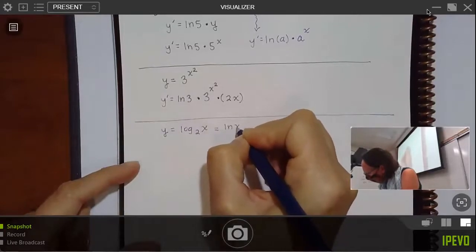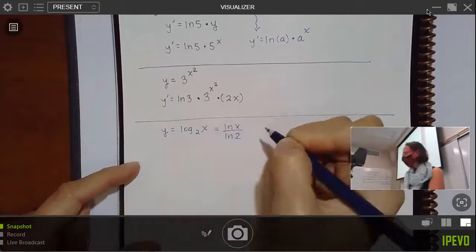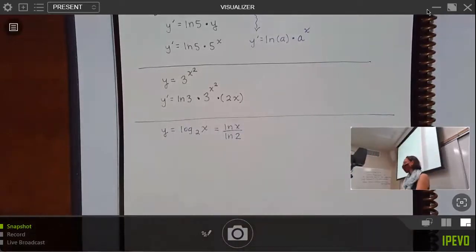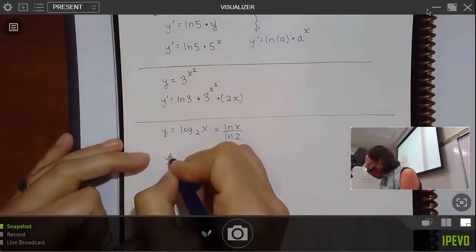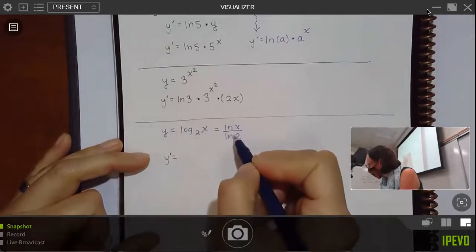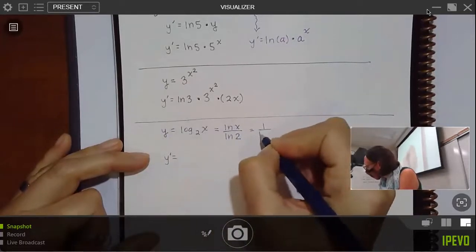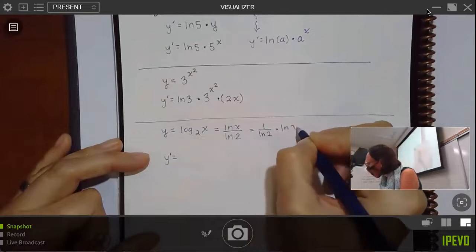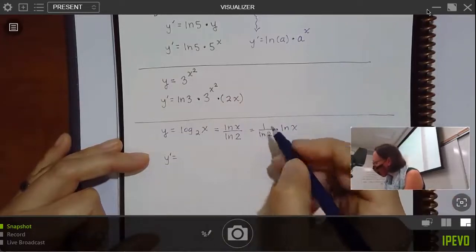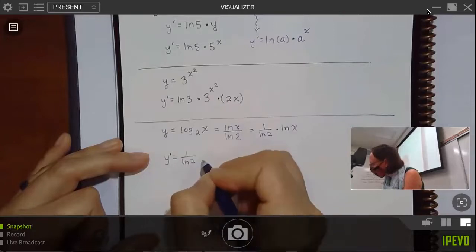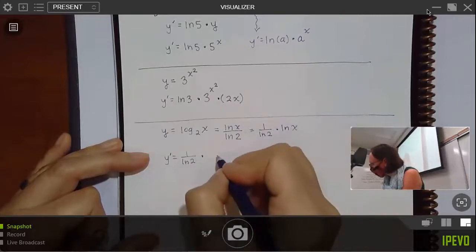to just use this fact from pre-calculus. It's called the change of base formula. You can change any log base into a natural log base. And then I think it's pretty straightforward. When I take the derivative, this is like saying 1 over ln of 2 times natural log of x. And 1 over ln of 2 is a constant, so it's just going to stay there with us. And then the derivative of ln of x is 1 over x.